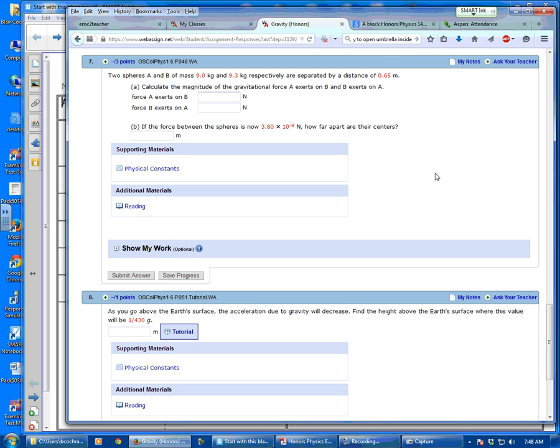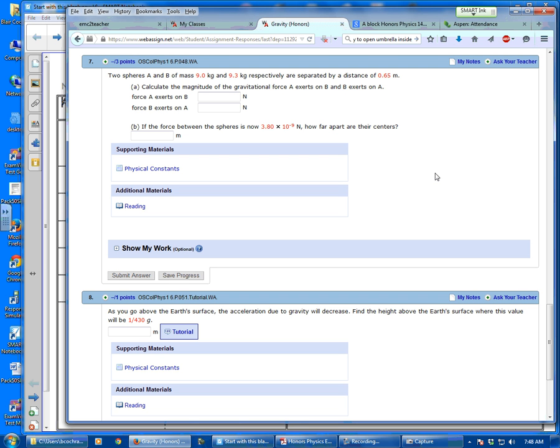Number 7 here. Two spheres of two different masses are separated by a distance of this. Calculate the magnitude of the gravitational forces, and then what if the force between the spheres is now this? How far apart are their centers?